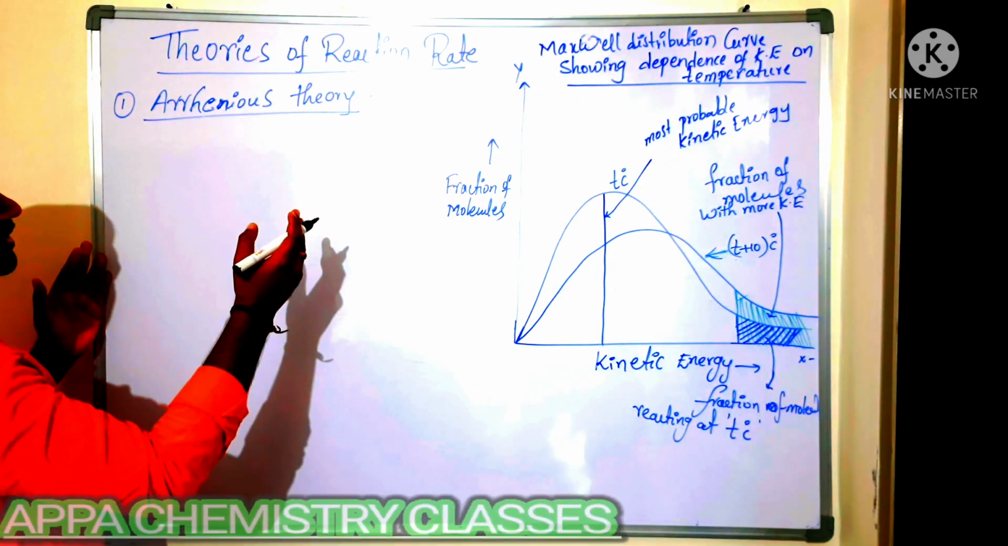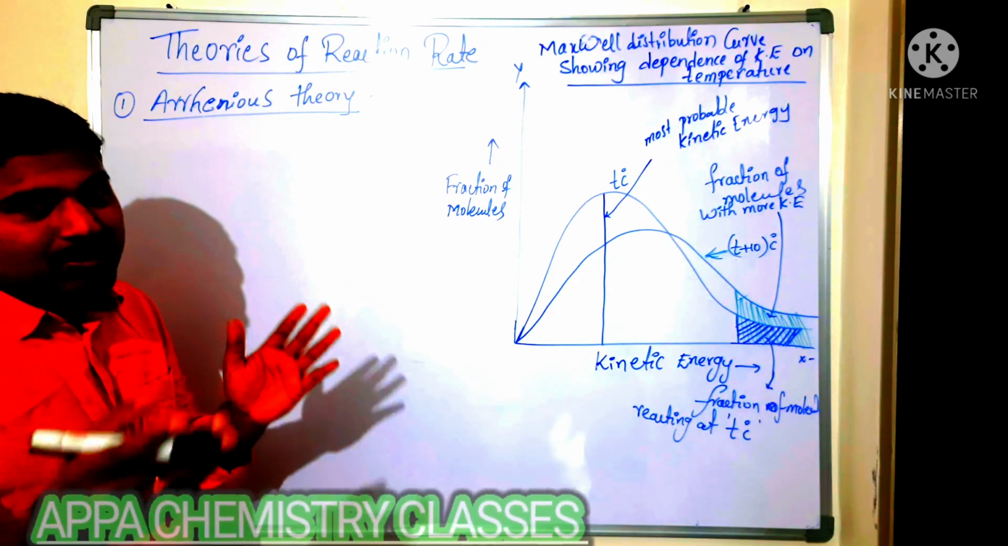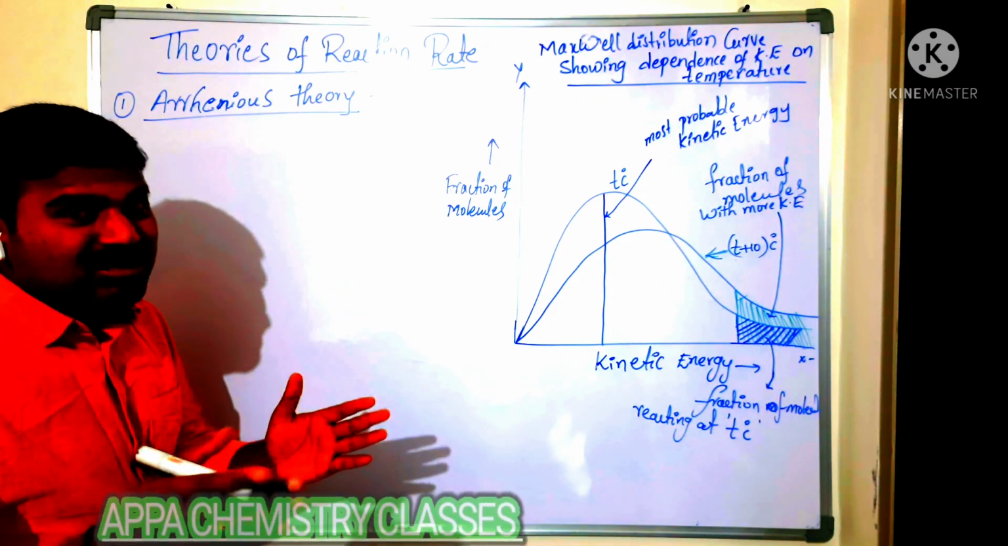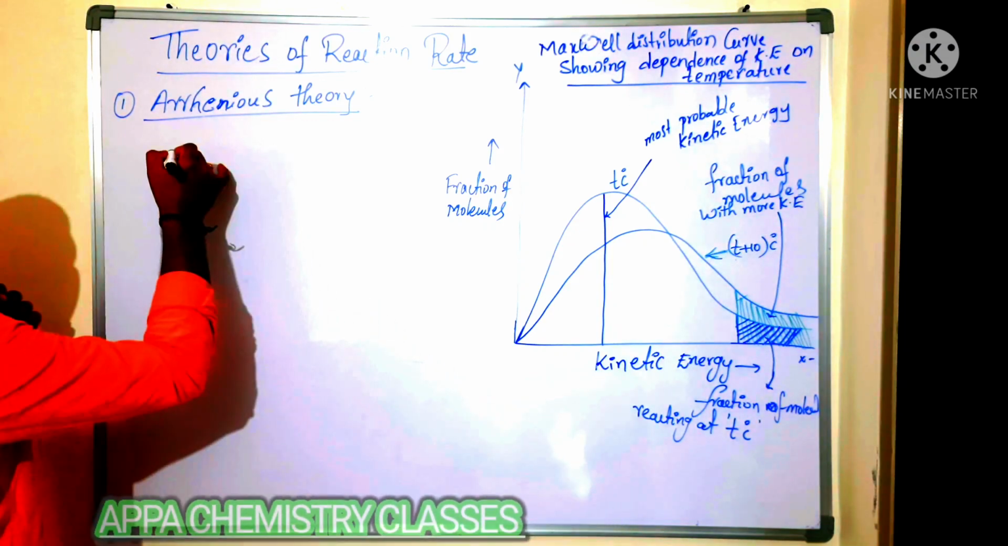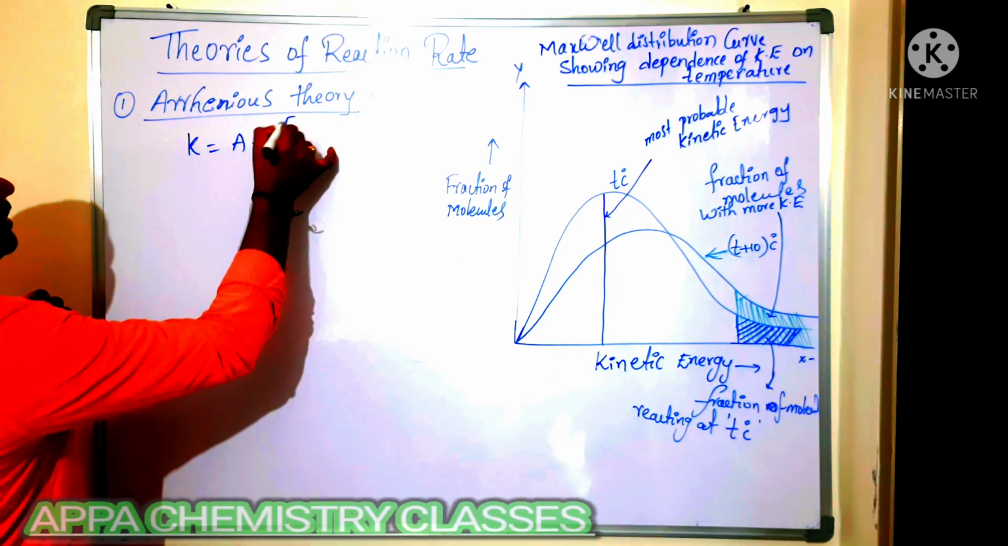We had already discussed this. Arrhenius is the scientist who gave one mathematical relation to explain how the specific rate depends on the temperature. That is K = A e^(-Ea/RT).